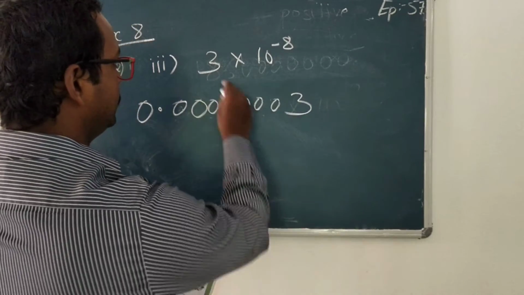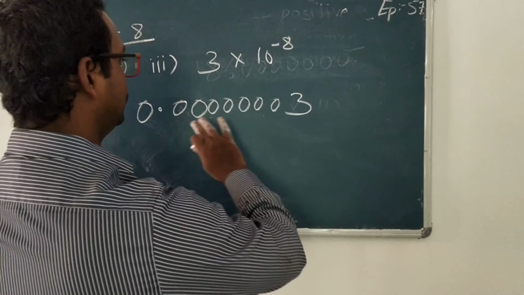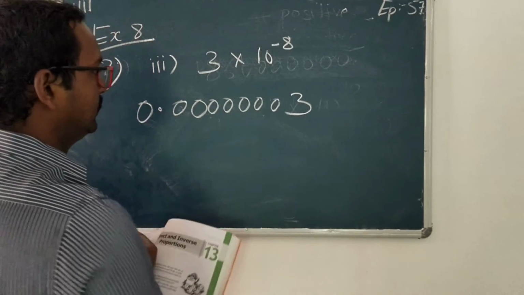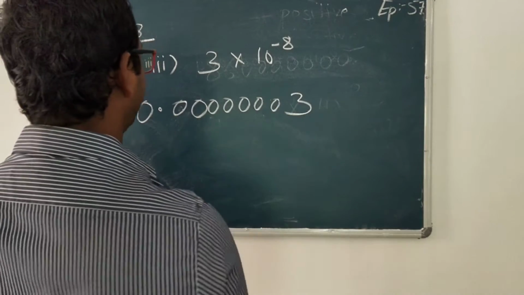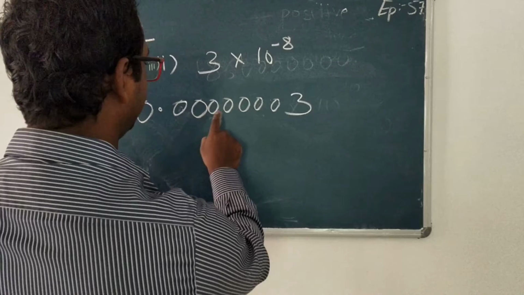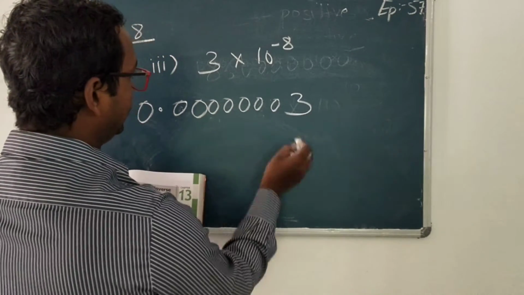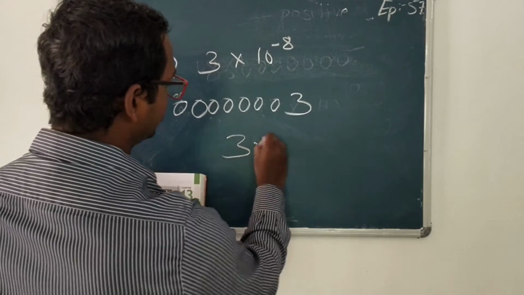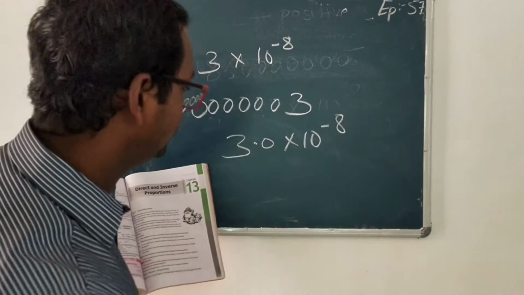So to move towards the right, we have eight positions. Yes, so finally, if you write it in standard form, you will get 3.0 into 10 to the power minus 8. So our answer is 5 actually.